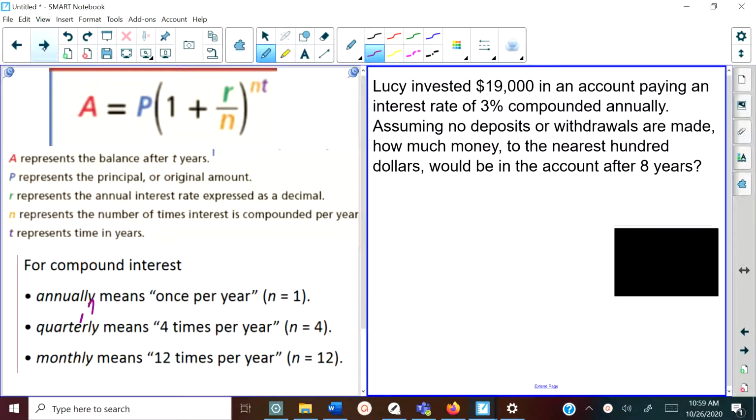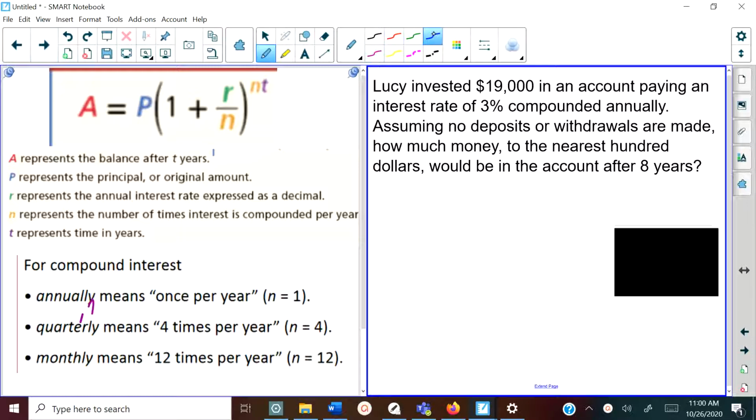Alright, so in this example, Lucy invested $19,000 in an account paying an interest rate of 3% annually. Assuming no deposits or withdrawals are made, how much money to the nearest $100 would be in the account after 8 years? So what we're going to do is find out everything we need. The answer is going to be the money after all of this is done. So that's going to be A. So we're not going to worry about that one.